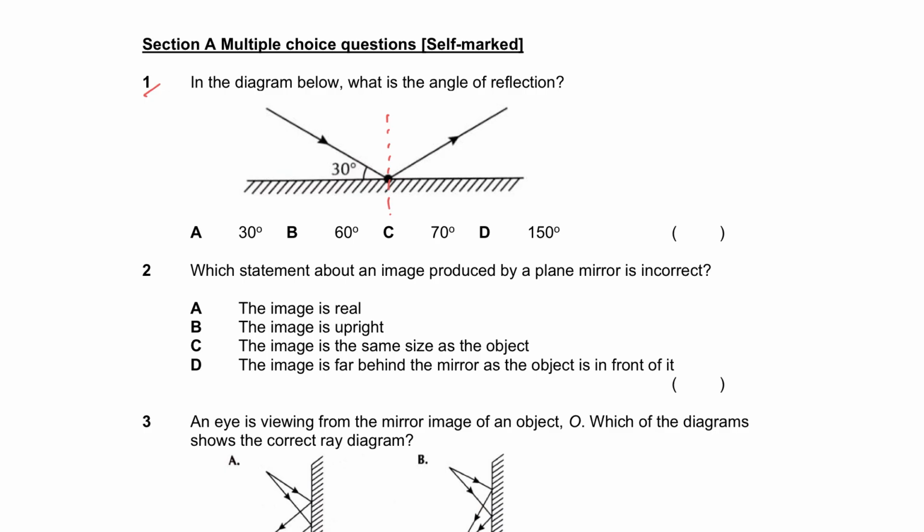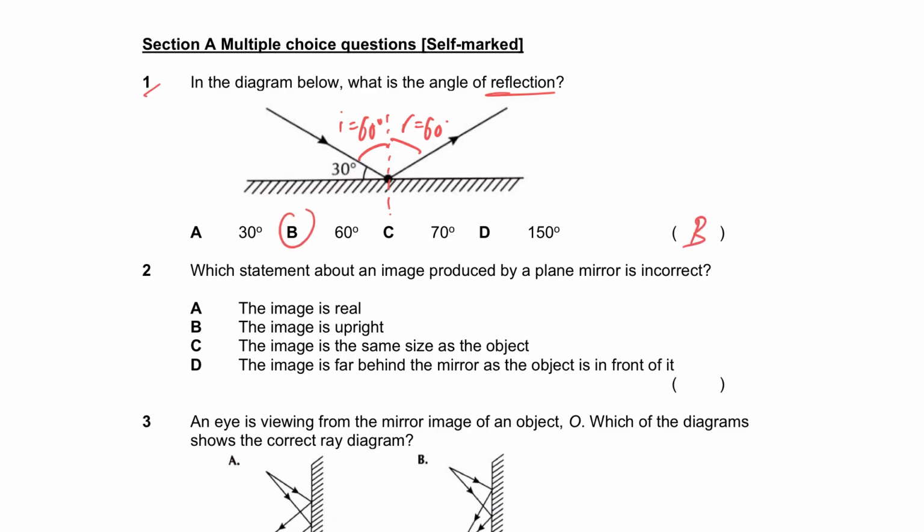And this 30, take note of that, it is not the angle of incident. This is the incident ray, and the angle of incident i is always between the incident ray and the normal. So this is something very important. Make sure you must know. This is 60 degrees, and obviously because of the law of reflection, the r will be 60 also. Alright, so what's the angle of reflection? The answer will be B.